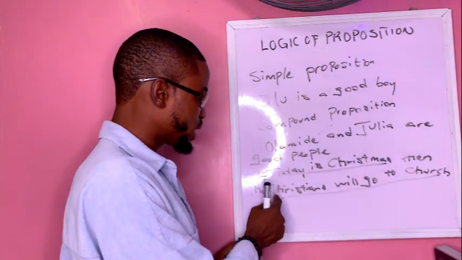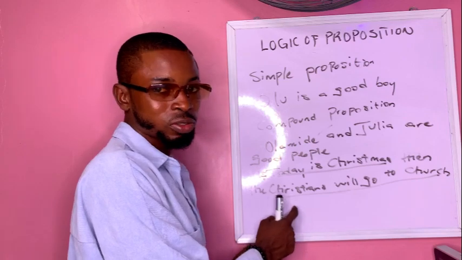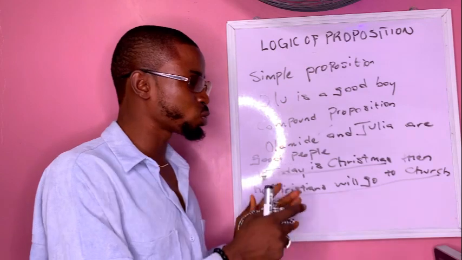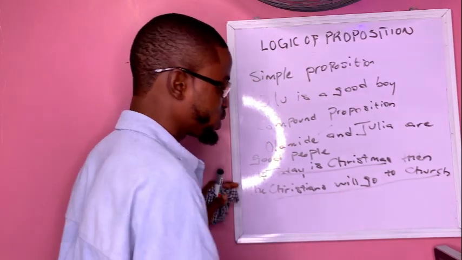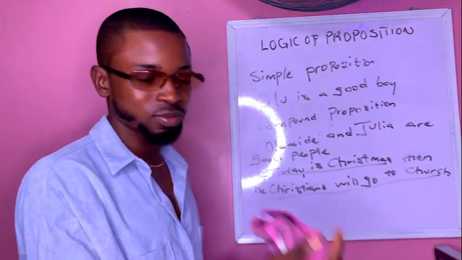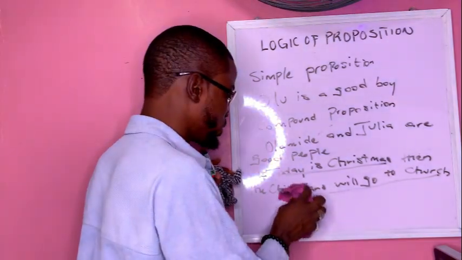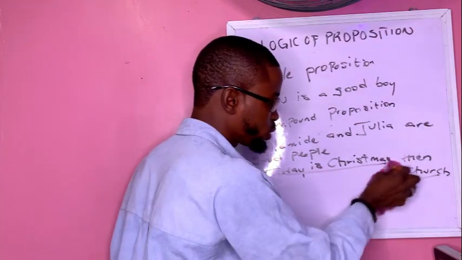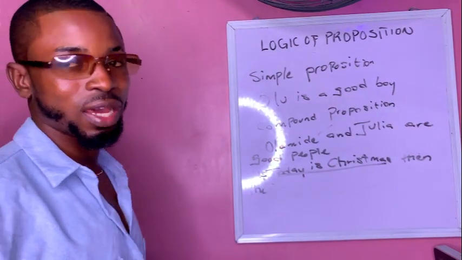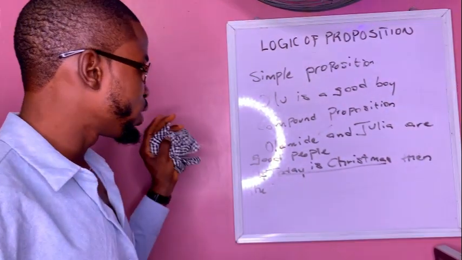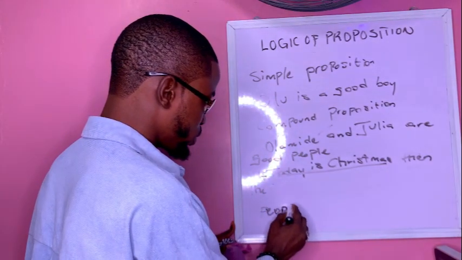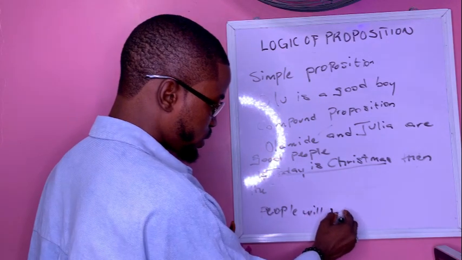Then the second condition is that when we replace the component with another proposition, the result will still be meaningful. That is, if we remove Christians will go to church and put another simple proposition there, the result is still going to be what? Meaningful. Those are the two conditions where we can have a proposition to serve as a component of another one. So let's try and replace Christians will go to church with another proposition. Let's say we want to replace it with people will be celebrating.